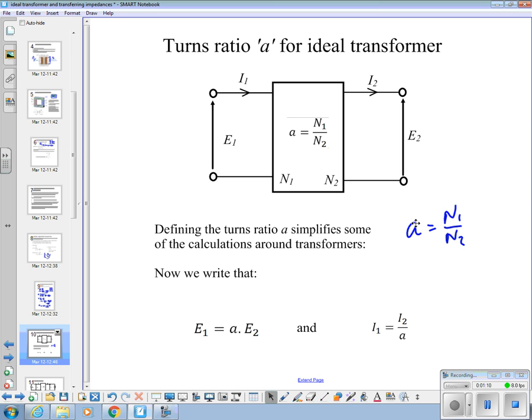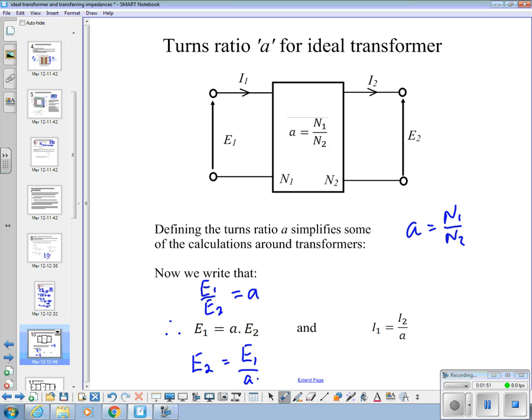What that means is we could then write E1 over E2. We know that's equal to N1 over N2, which is equal to A, and therefore, rearranging that, the primary voltage is equal to the turns ratio times the secondary voltage. Equally, we could write that E2 is E1 divided by A. Yep. All of those would be true.